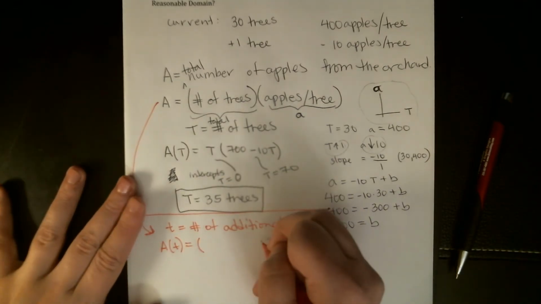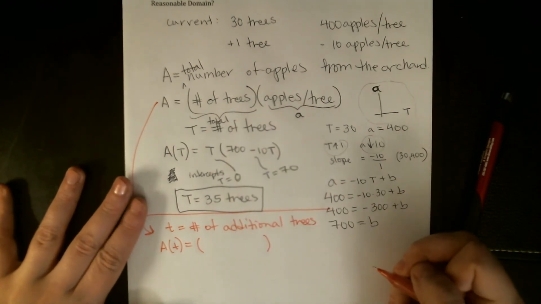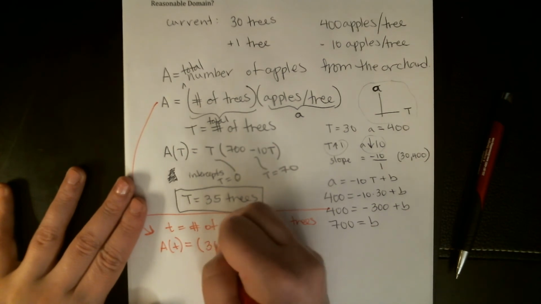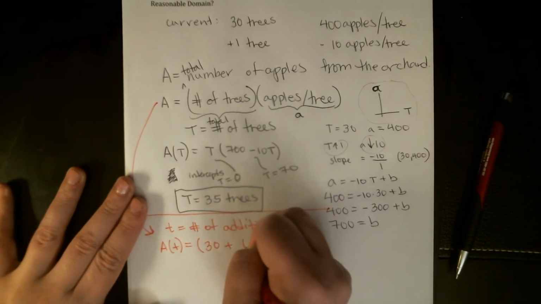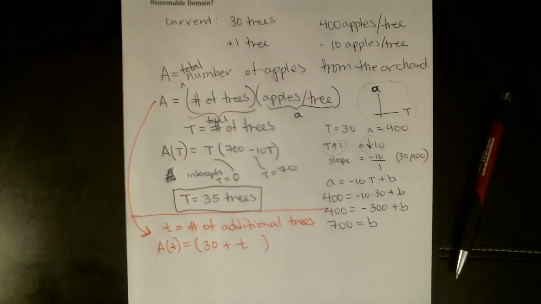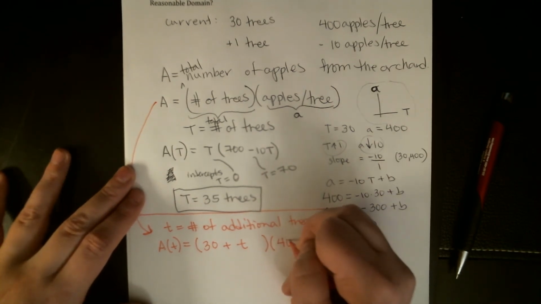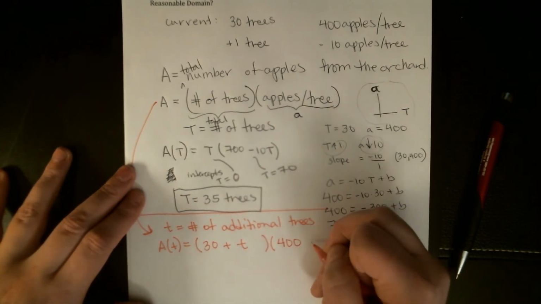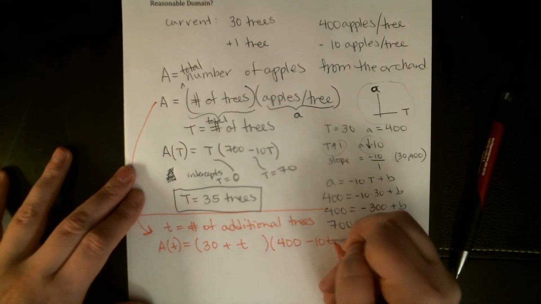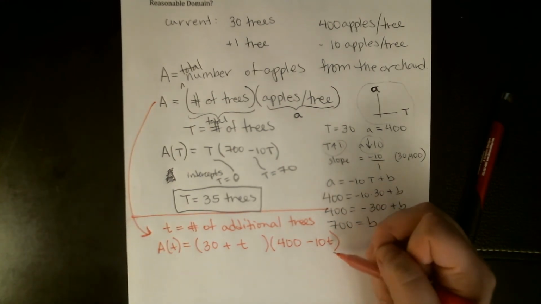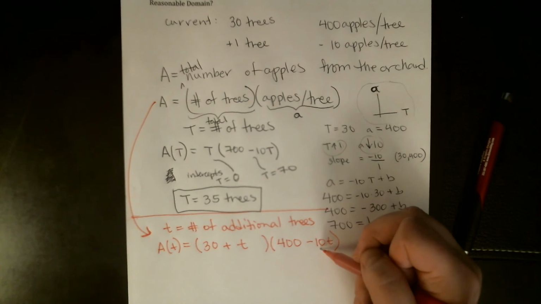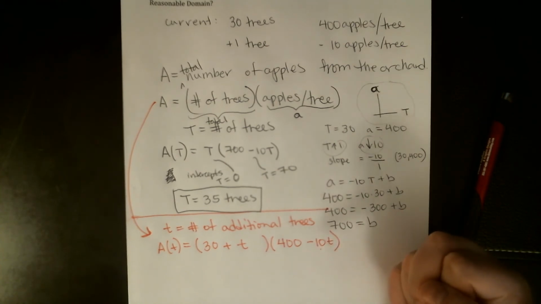You can just say, okay, well, if I'm looking for the total number of trees, I started with 30 trees, and I'm saying that I'm adding t. So there are 30 plus t trees in the orchard. If I'm looking at the number of apples per tree, I was getting 400 apples per tree, but that's going to drop by 10 for every single tree I add. So I need to take the number of trees I added, multiply by 10, and subtract that from 400.